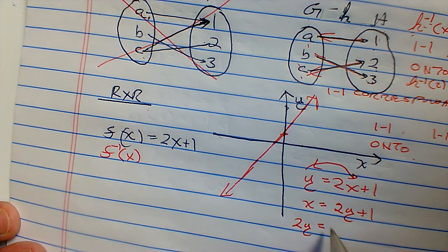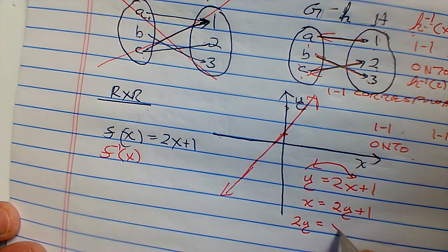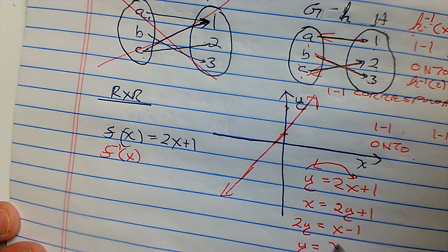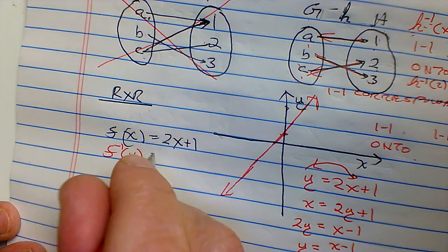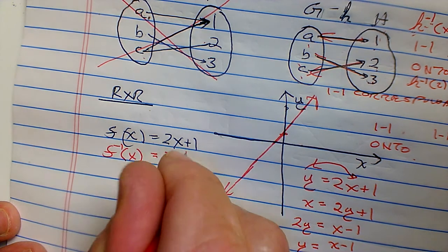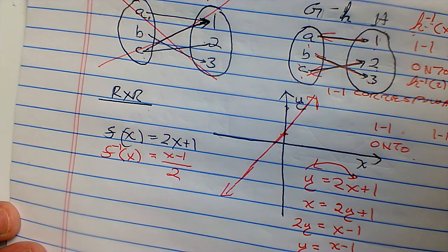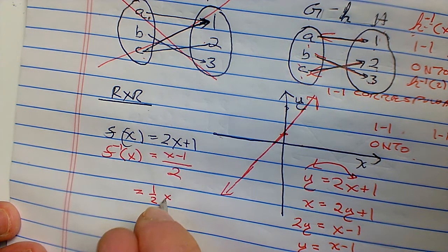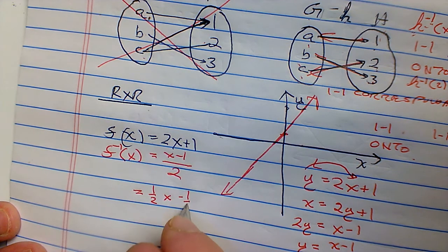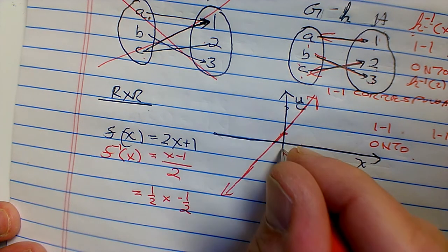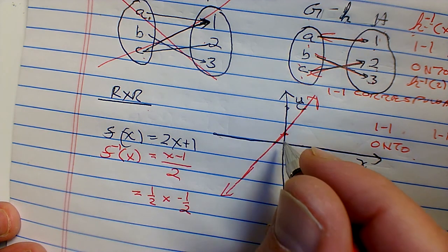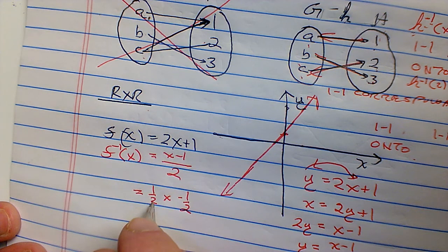2y is equal to x minus 1. So the y value is going to be x minus 1 divided by 2. So f inverse is going to be x minus 1 divided by 2. Or if you'd rather write it this way, it's 1/2 x minus 1/2. It's a line that goes through negative 1/2 and has a slope of 1/2.